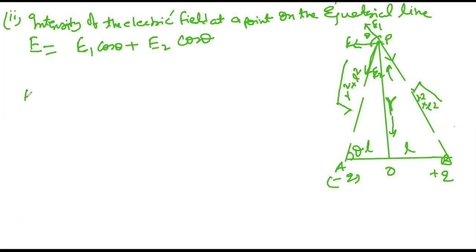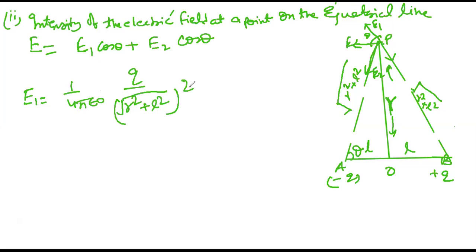So this resultant E will be equal to E1 cos theta plus E2 cos theta. Are you following it? Yes, sir. So what is the E1 value? E1 is equal to 1 by 4 pi epsilon naught q upon (under root of r square plus L square) whole square. This is the formula, so square it now: 1 by 4 pi epsilon naught q upon r square plus L square. This is your E1. What will be cos theta?